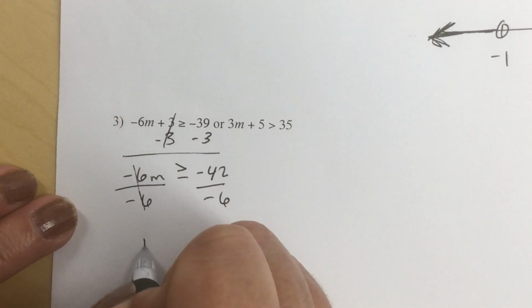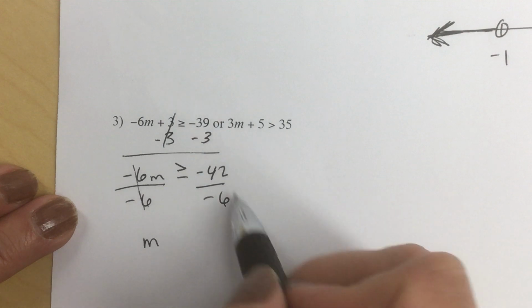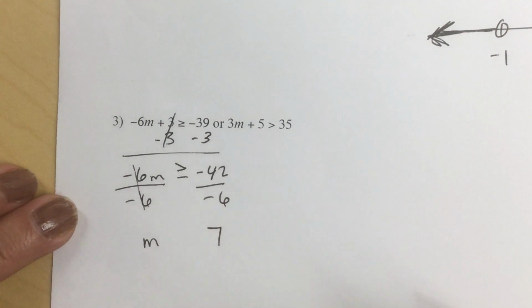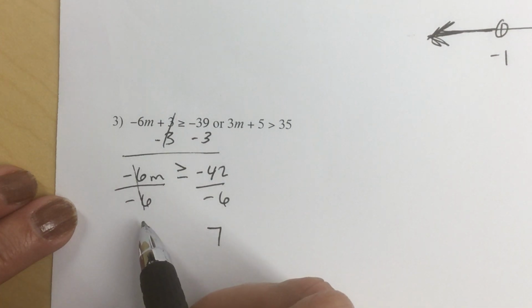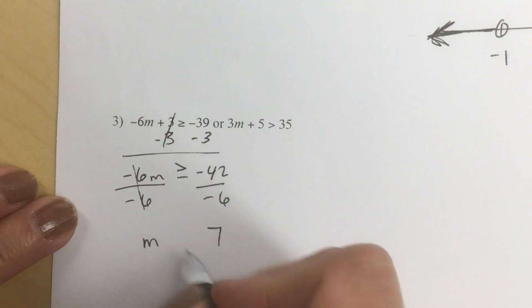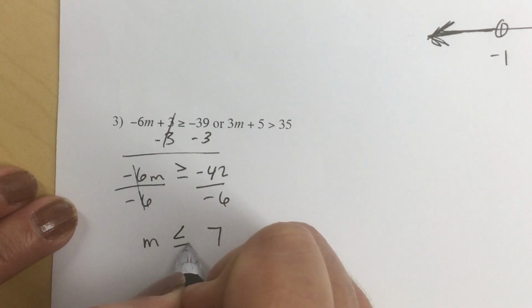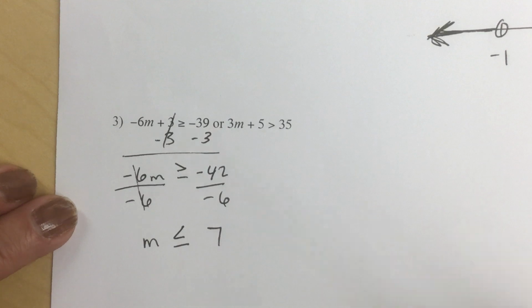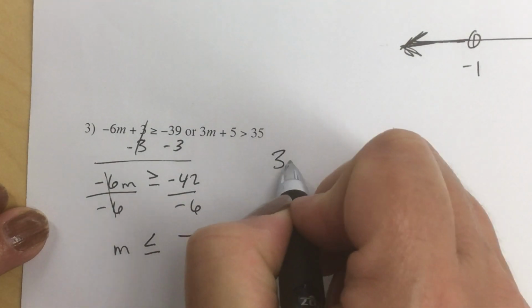When you divide by a negative number, those two negatives cancel out and give me a +7. But because I divided by a negative, I need to change the direction of my sign from greater than or equal to, to less than or equal to. Then this one I'm going to rewrite over here.